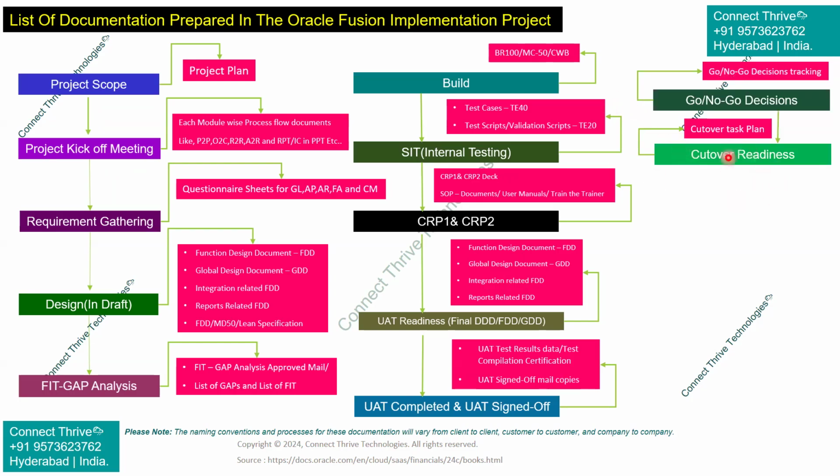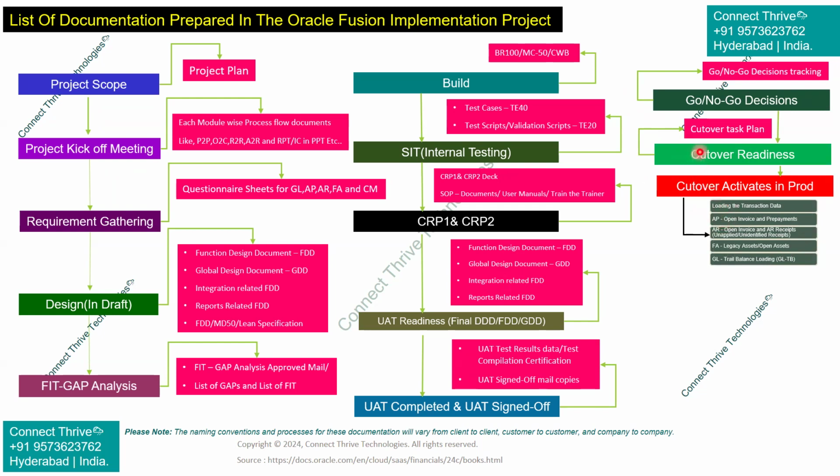So each and everything we will prepare in a cutover task plan. Then after that we have the cutover activities in production. In the cutover activities, normal configuration we will do as per the cutover readiness. Along with that, once the base configuration is completed in the production environment, we have to load some conversions related to transaction data like AP open invoices and prepayment, AR open invoice and receipts.